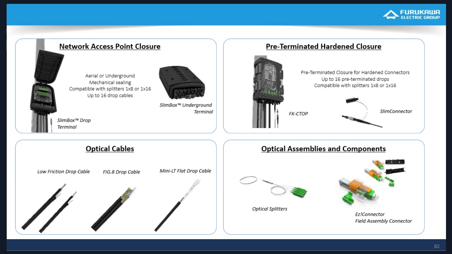So here we have the network access point closures. Sometimes we call them NAP closures or CTO closures, depending on the solution. They can use field-installable connectors, those on the left, and also hardened connectors, which are pre-assembled from the factory. So it's a connector where the cable comes with the connector and you just plug it into the customer.